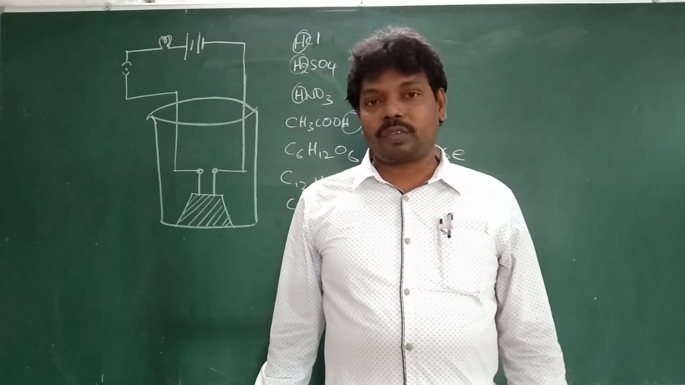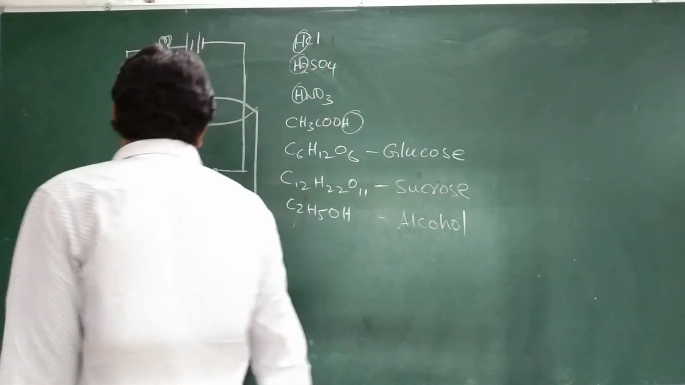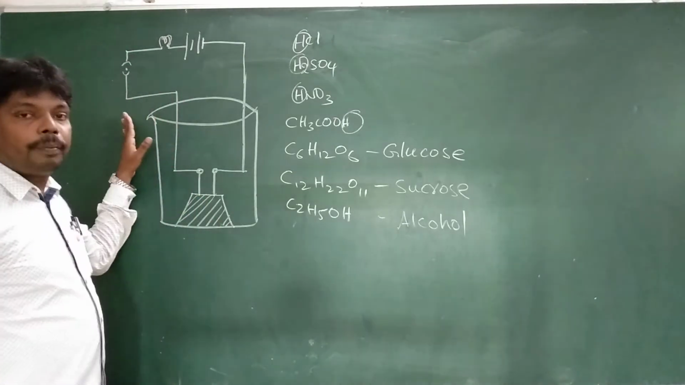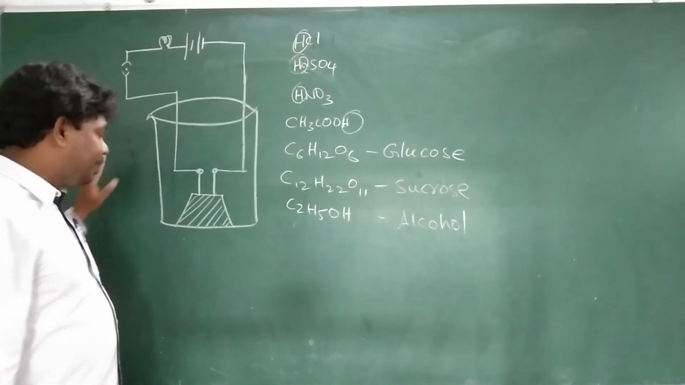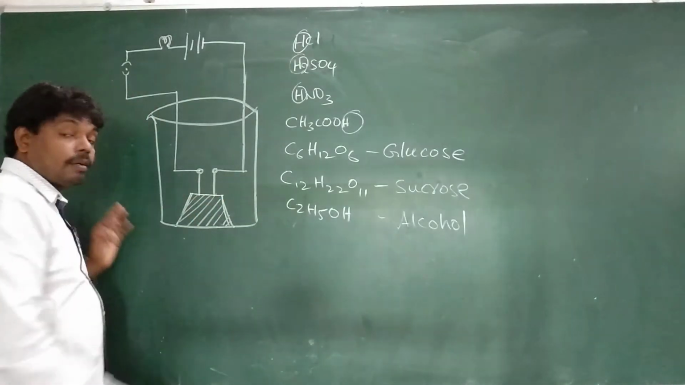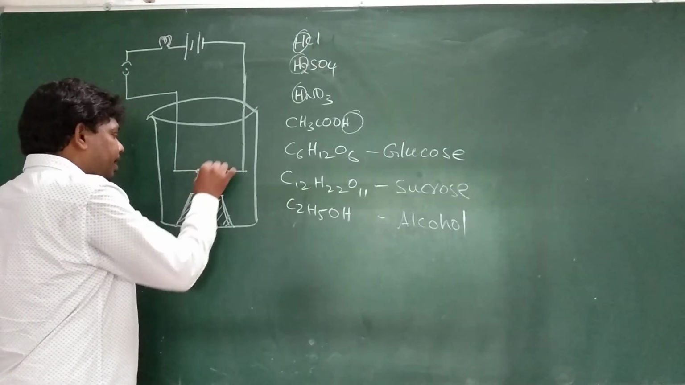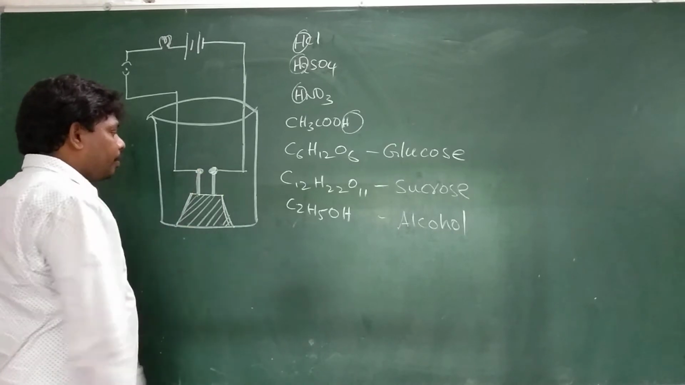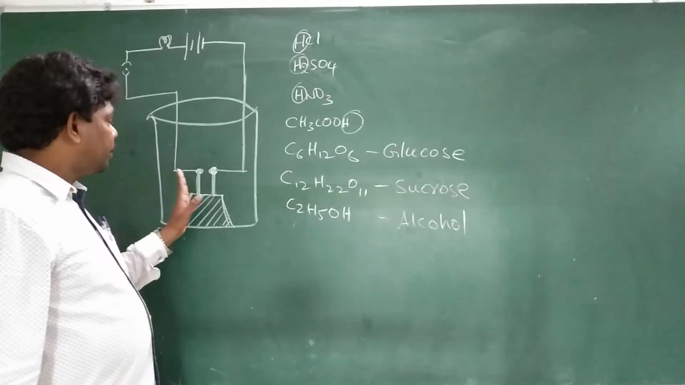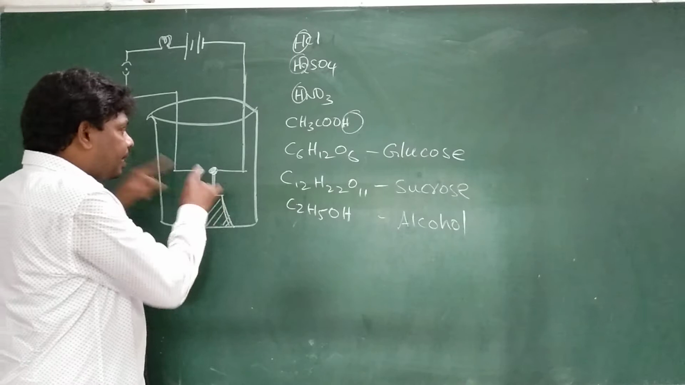How to prove it? To prove that, one experimental setup is required. For that purpose, we take a beaker. In this beaker, we keep a rubber stopper, a rubber cork. To this rubber cork, we hammer 2 nails. Now we have fixed 2 nails to the rubber cork. These are the 2 iron nails.